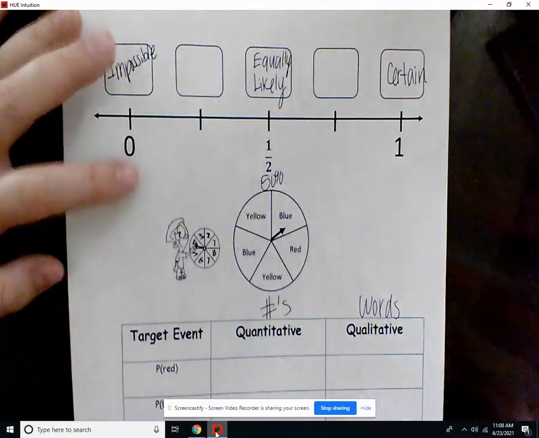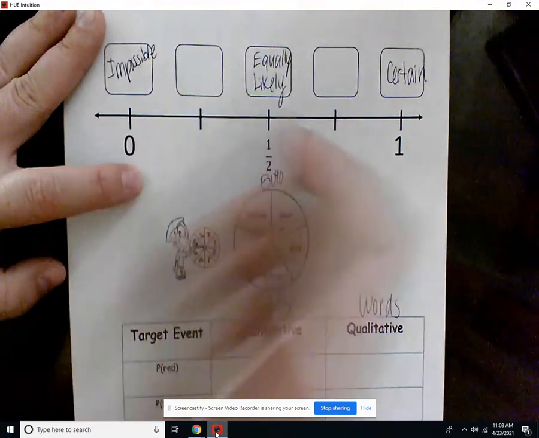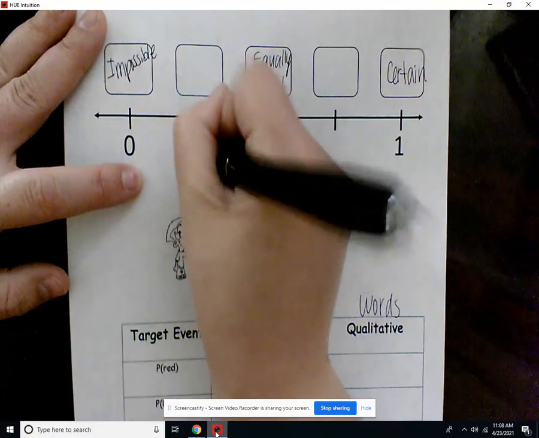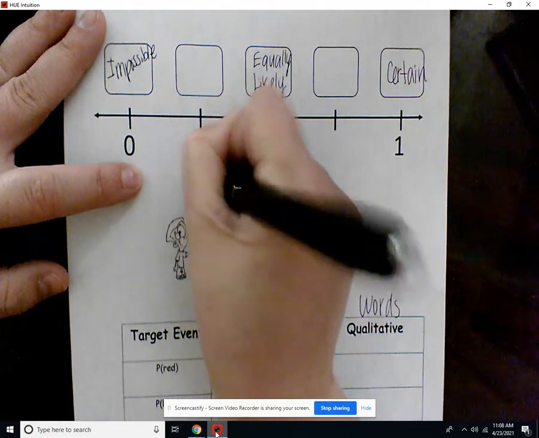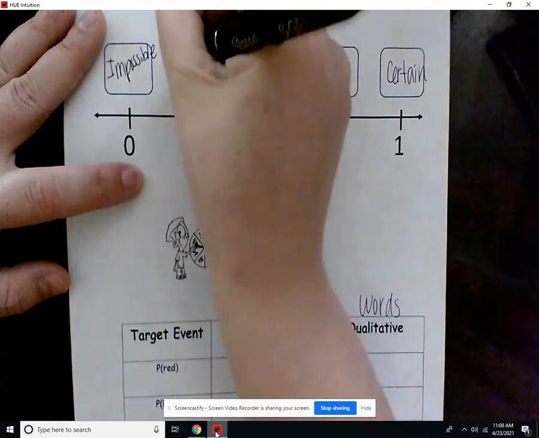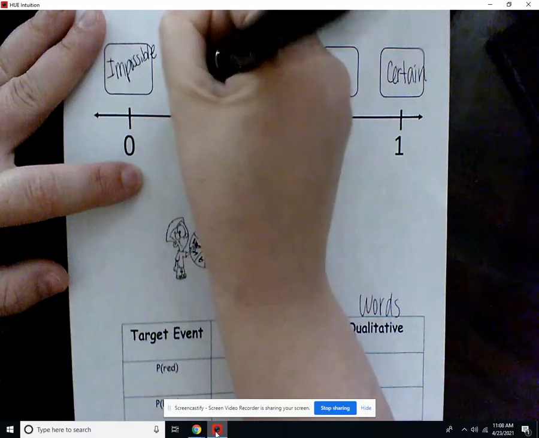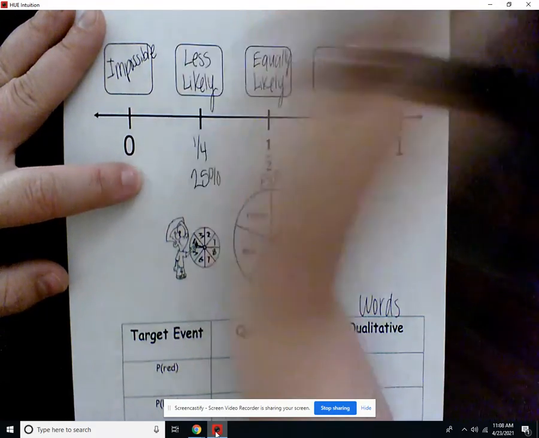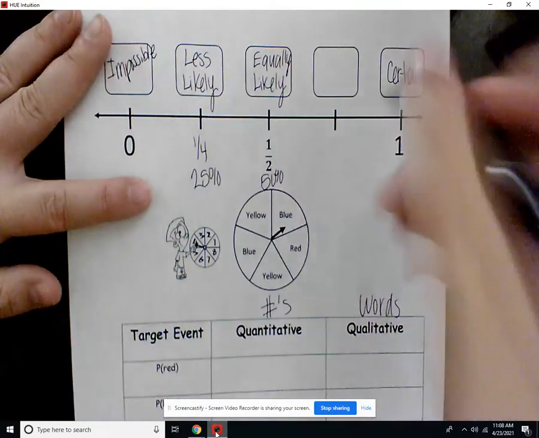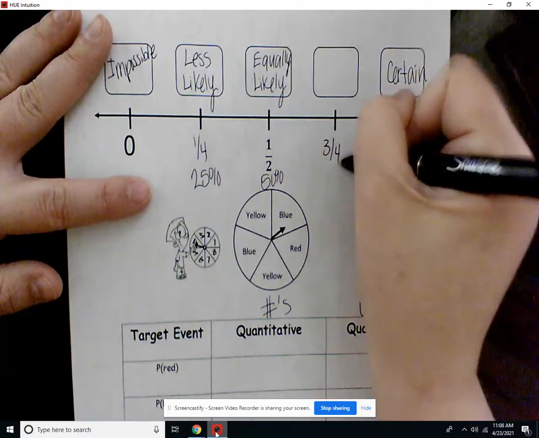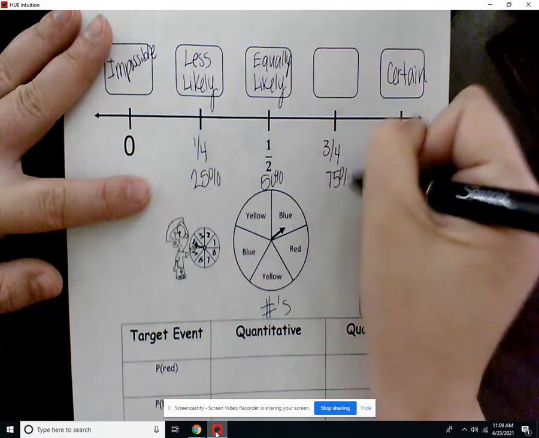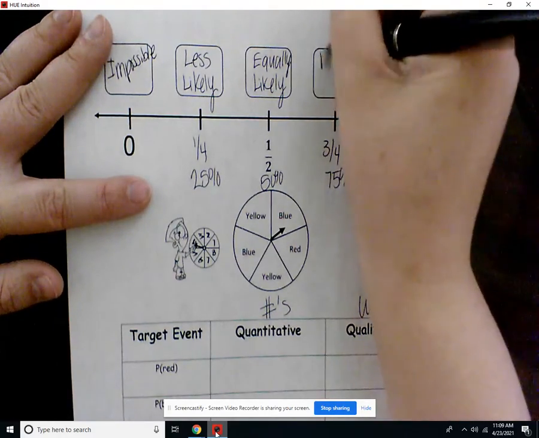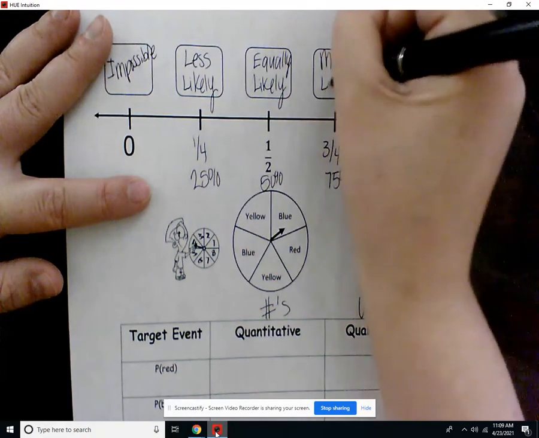Then if we go down, so in between, this is going to be about 1/4 or 25%. This is going to be less likely. And then if we go up past 50, that's going to be our 3/4, which is our 75%. And this is going to be more likely.